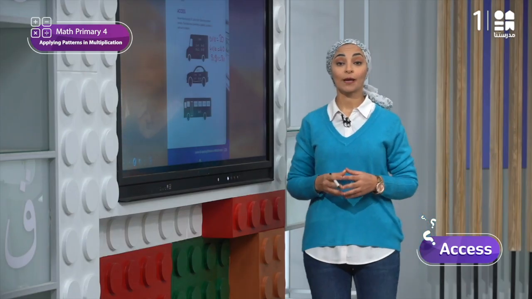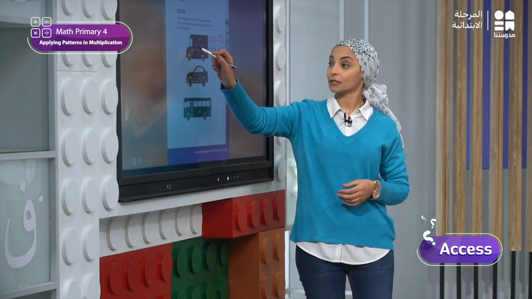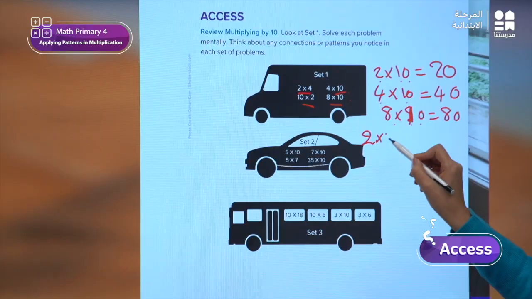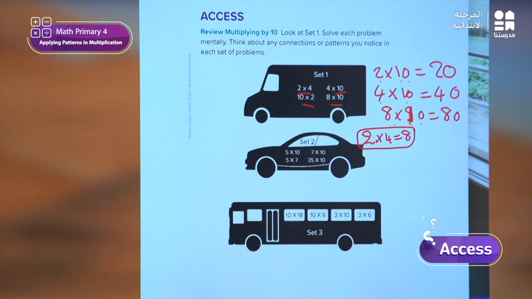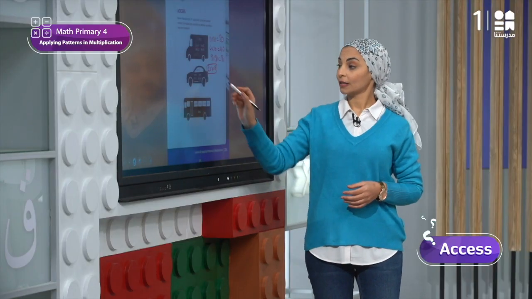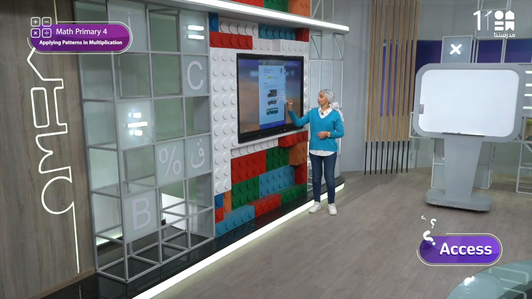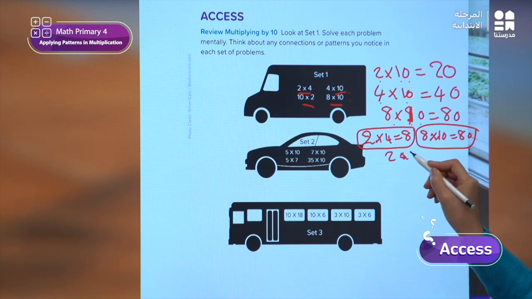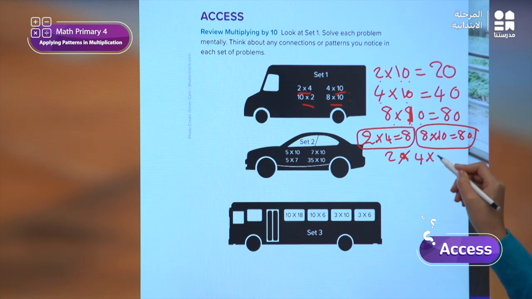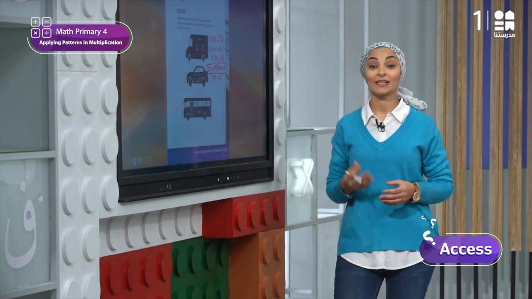We can also notice that we multiply 2 times 4 equals 8, the last number here. 2 times 4 equals what? 2 times 4 equals 8, right? And 8 times 10 equals 80, right? This will help us if we need to multiply 2 times 4 times 8 at the same time, as we will see later in our lesson.